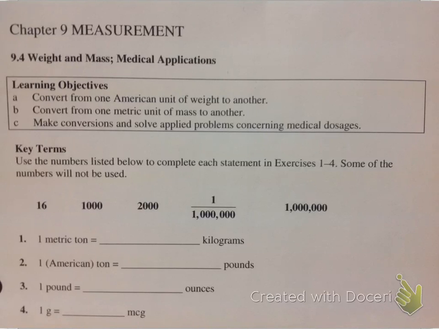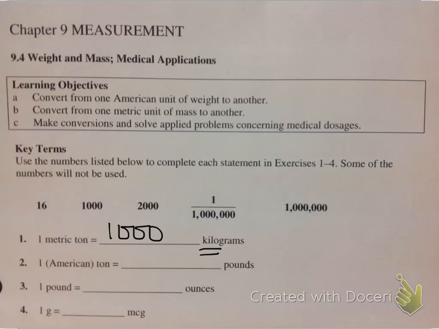Now we're going to look at measurement with weight and mass, and we're going to look at American and metric. 1 metric ton equals 1,000 kilograms, and that prefix kilo is a hint about the thousand.